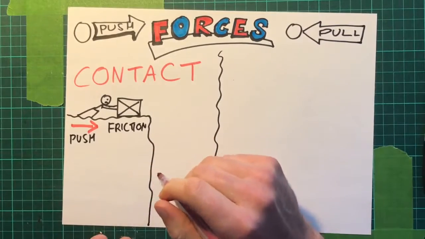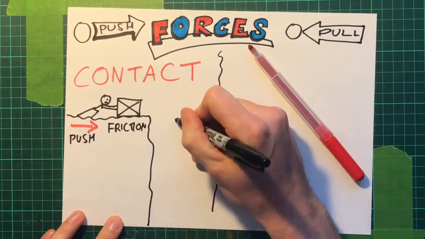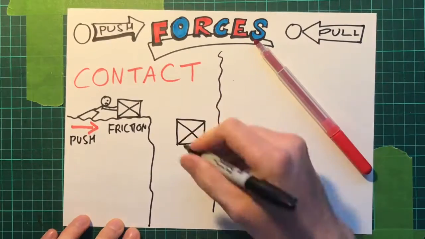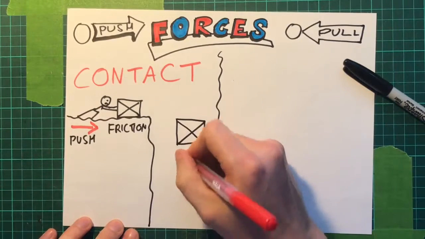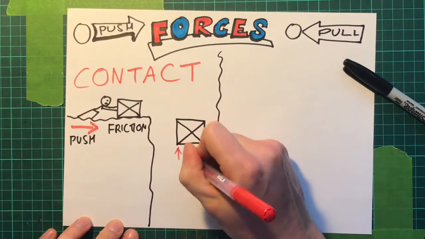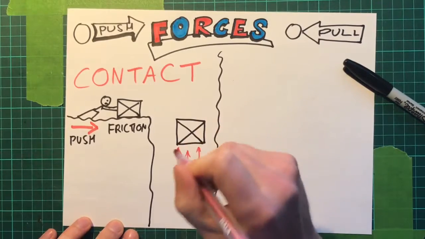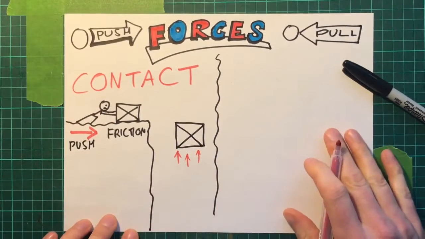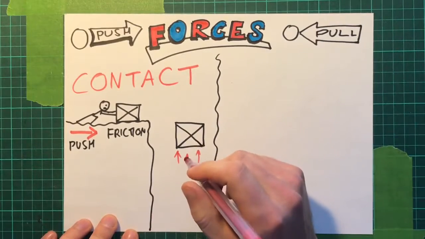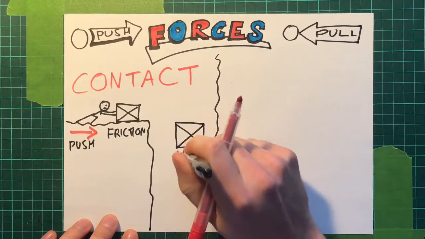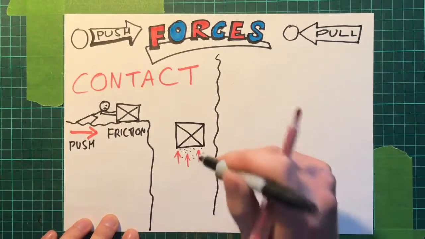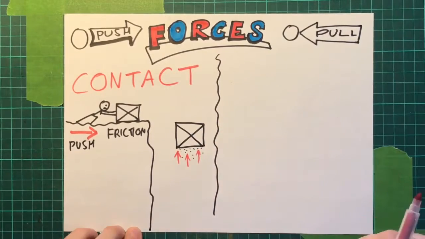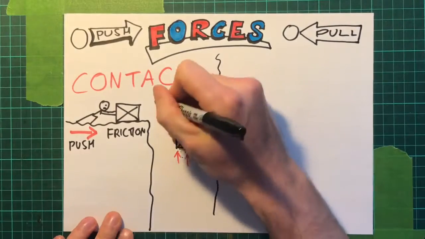Now, if Cliff pushes the box over the edge, it will be in free fall, being pulled to the ground, to the center of the earth. But what will be pushing back up is the air. If you refer back to our video on the particle model, you will have remembered that air is made of trillions of particles. Even though you can't see air, there is something that's pushing back up against the box, and that force is called air resistance.